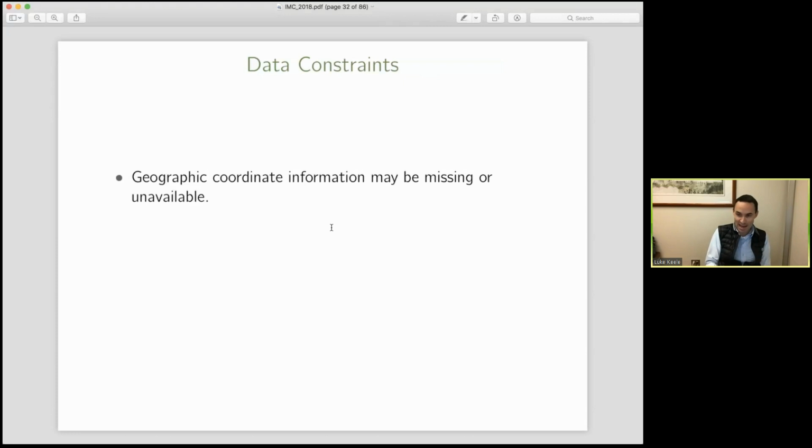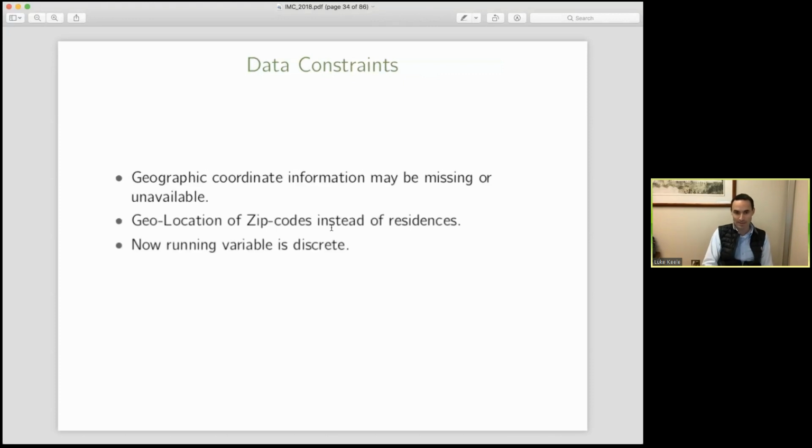That is, you need the actual coordinate system for each of the actual units in your study. So for example, in the data set we have, for privacy reasons, you're not given addresses, you can only get the zip codes. So oftentimes we only have the geographic location of some coarser unit. Zip codes, you might have the centroid of the zip code instead of the location of where someone actually lives. Now what that does is it has made the running variable, as soon as you move from not having latitude and longitude for each unit to any kind of aggregate geographic unit, the running variable is now discrete.